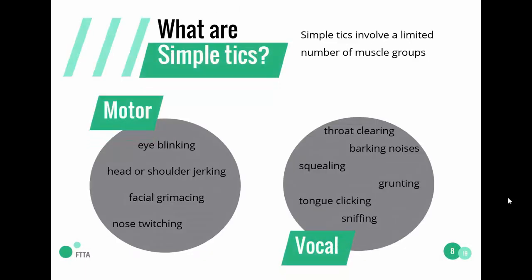Okay, now simple tics involve a limited number of muscle groups. So they're generally, I suppose you could say, single occurrences such as eye blinking, head or shoulder jerking, grimacing, facial grimacing, nose twitches, throat clearing, barking noises, squealing, grunting, tongue clicking, sniffing.